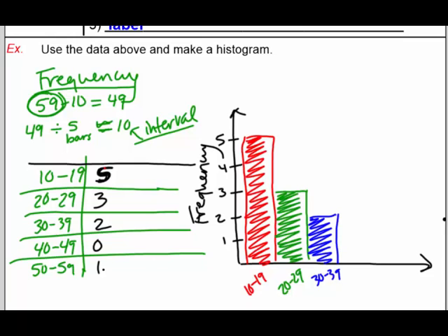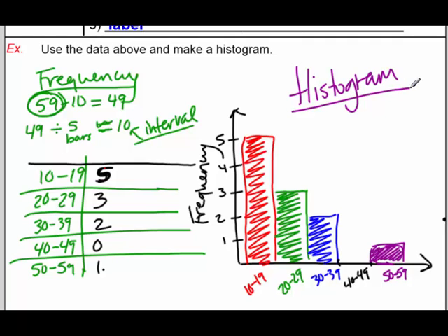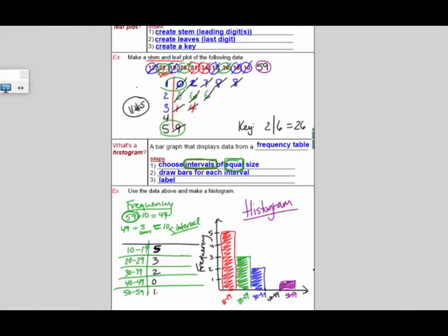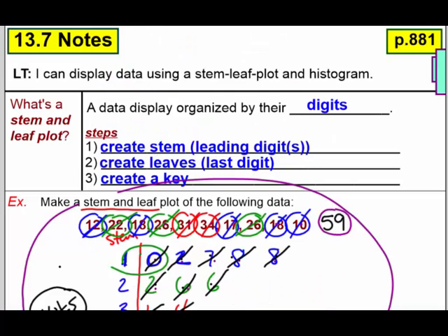40 through 49 had nothing, so I'm going to leave that blank. I'm going to skip a space to show that there is nothing in there, but I'm still going to label it 40 to 49. And last but not least, I have my bar of 1 that represents the data point between 50 and 59. There you go. That is our histogram. And that histogram is related to our stem and leaf plot that I have drawn. Even though these two give different information, they represent the same data set.